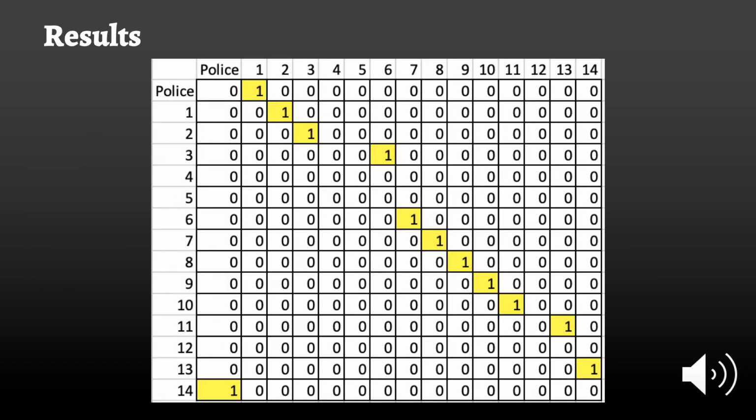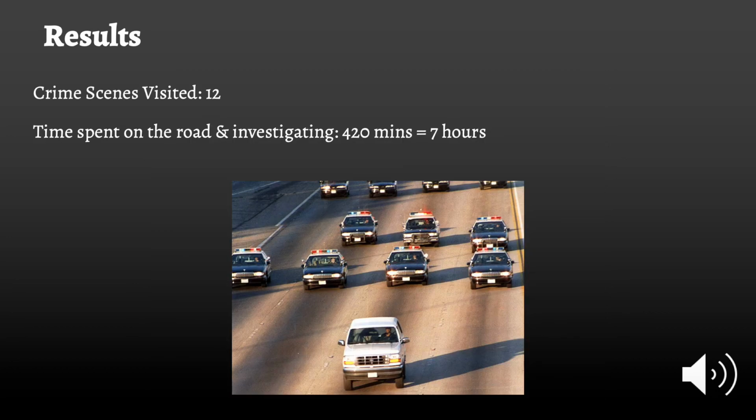Here we have our xij matrix at the end. From here, you can see we started at the police station, went to crimes 1, 2, and 3, then went to 6, then went to 7, 8, 9, 10, 11, then 13, 14, back to the police station. We skipped crimes 4, 5, and 12. At the end of the day, we visited 12 crime scenes. We spent 7 hours on the road. Now, when we look at the map, it's not going to be a circle because we did not minimize the distance traveled, but instead we maximized the amount of scenes we could visit within our 7-hour time frame.